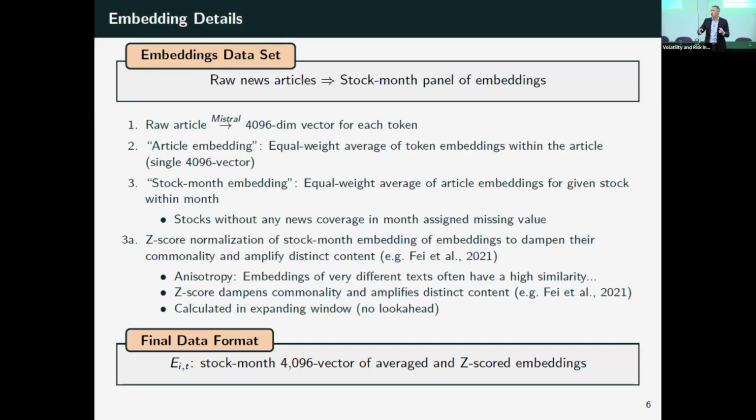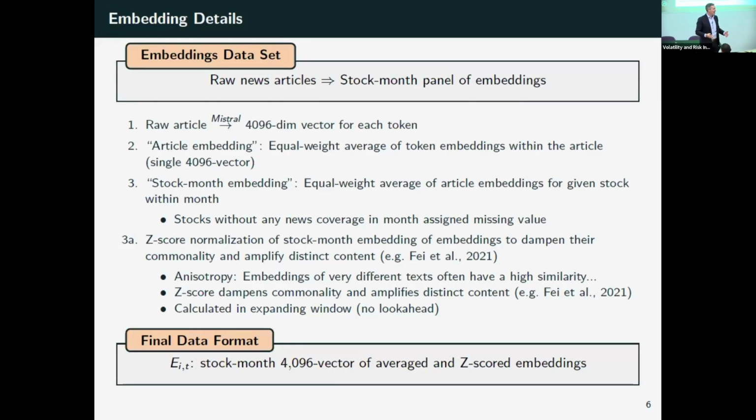I might have 200 articles in a month for one particular firm. I'll just take an average of those embeddings. So I'm kind of trying to compress information across many articles even further. But by the time I aggregate all of these vector representations of words, I have a stock month observation. Call it E_{i,t}, the embedding of news about stock i in month t. It's a fixed length vector. I have one of these for every single stock.